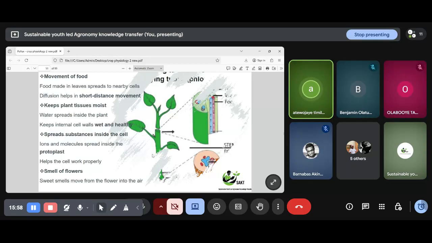So you can see that if you did not understand the first class, there are some things I'm going to say here that will look strange. You'll wonder what it is saying about cell walls, or about this. That's why I started with the plant cell in my first class. That's the physiology class, class one. It helps the cell work properly.